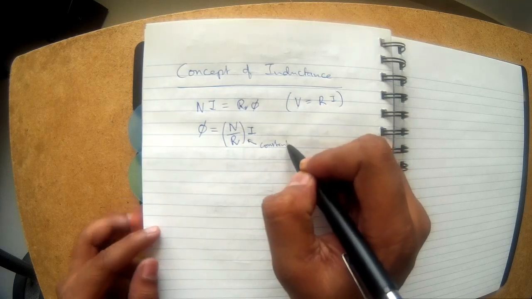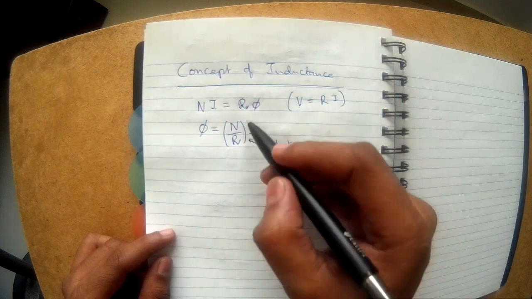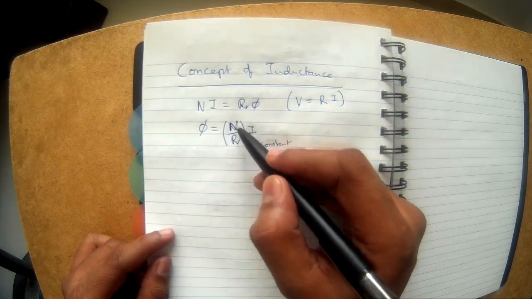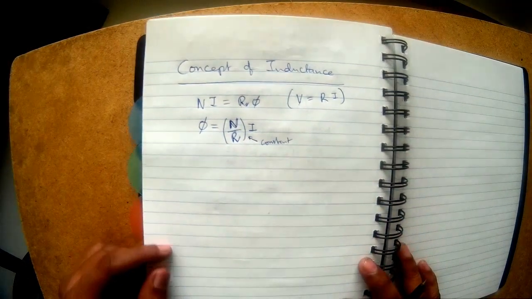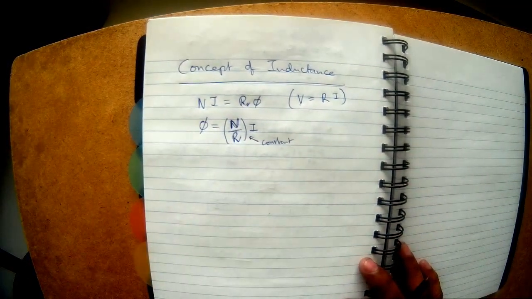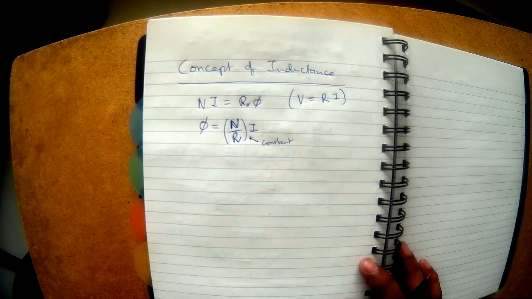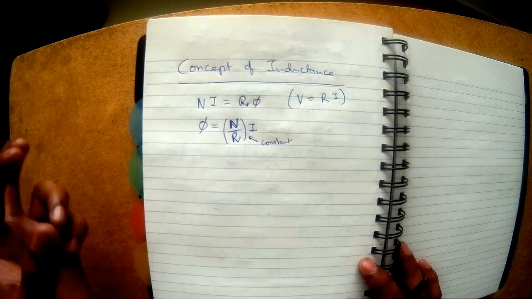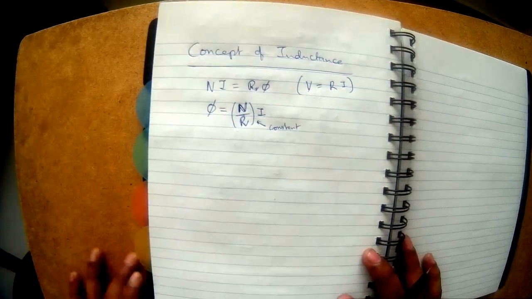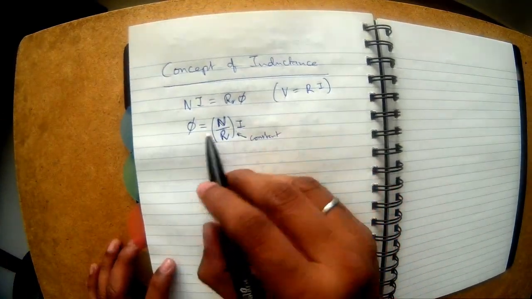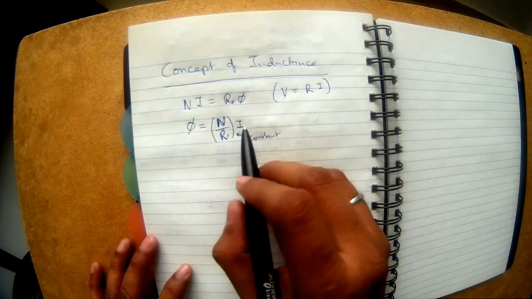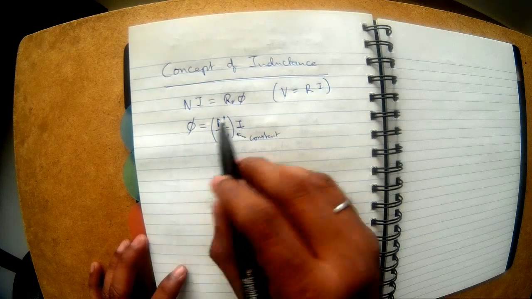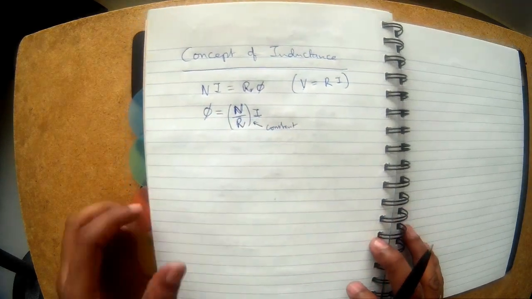So for a given winding, the number of turns is fixed, and similarly the reluctance is fixed because reluctance depends on the material properties and the geometrical properties, the cross section area and length. So of course by changing the material dynamically you can change the reluctance also dynamically, but then if I fix this, then I and flux are proportional to each other. More current will generate more flux, is what we understand from this.